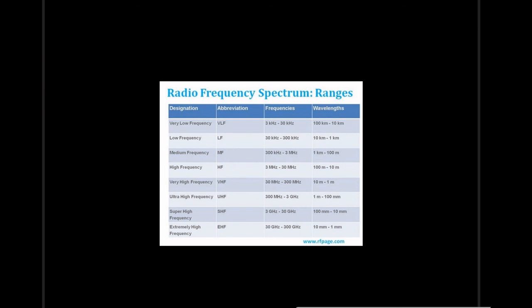So this is the table which we declare as the radio frequency spectrum. First one is very low frequency, which is abbreviated as VLF. We discussed it last time. So these are the frequencies: LF low frequency, MF medium frequency, HF high frequency, VHF very high frequency, and so the ranges are included.